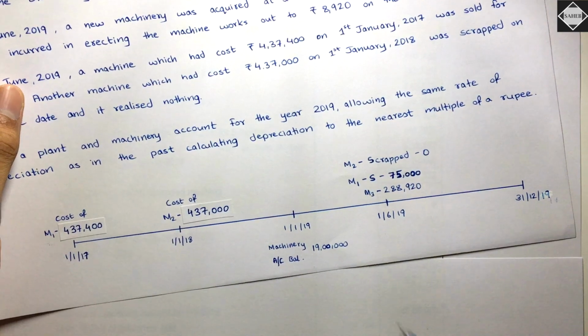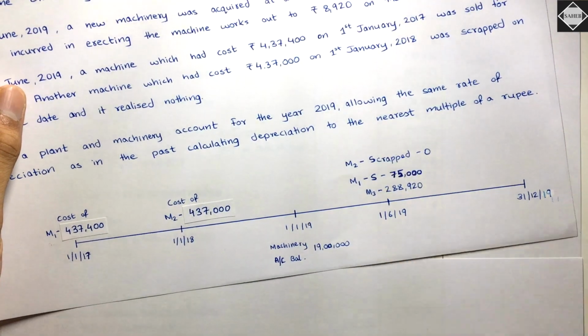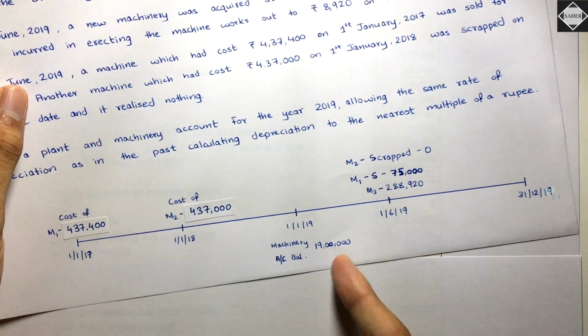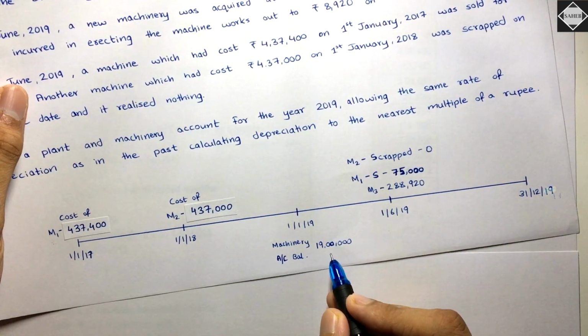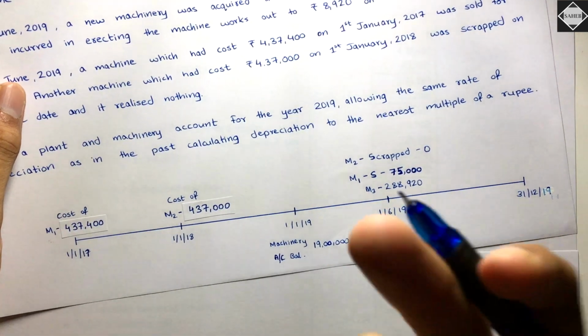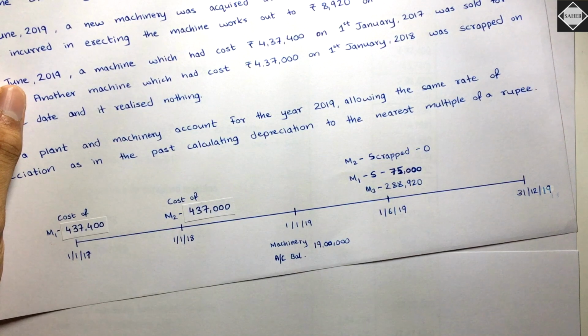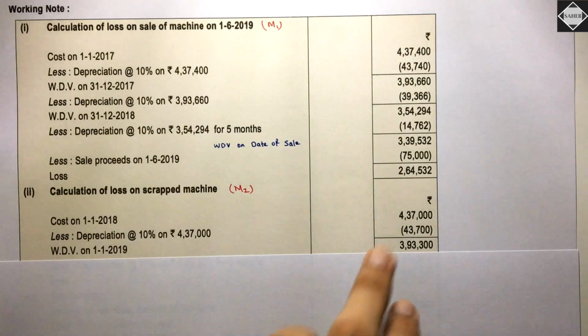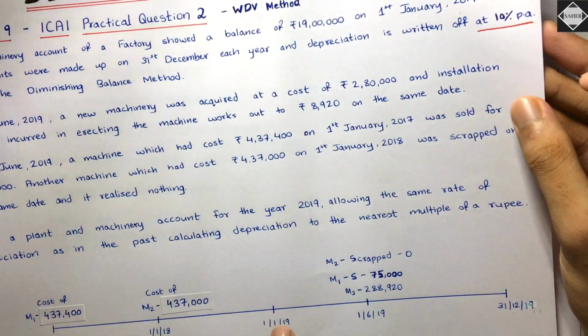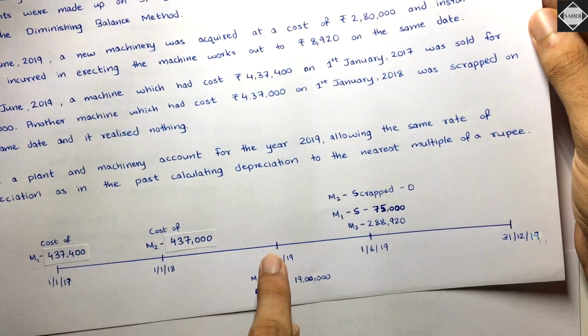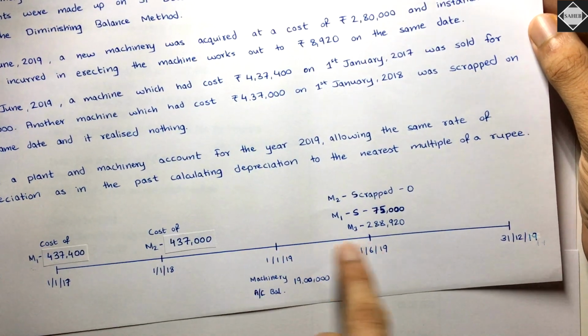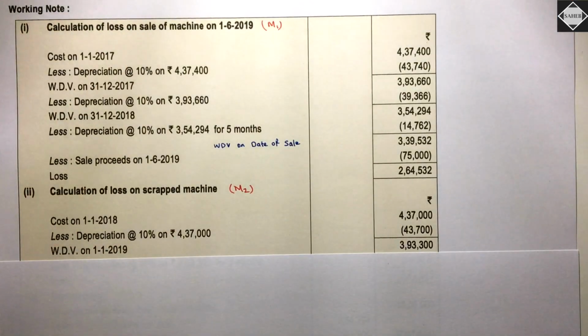And it's very important, whatever WDV you will have over here, that you have to later subtract from this 19 lakh of M1 and M2 also. You have to subtract those from the 19 lakh to get the remaining WDV of the machinery. Okay, remaining machinery WDV. Is that clear? Right. So 3,93,300. Then what you have to do, you have reached over here now. So from here you have to charge the 5 months depreciation on the M2. Okay, 5 months depreciation. So let's calculate that.